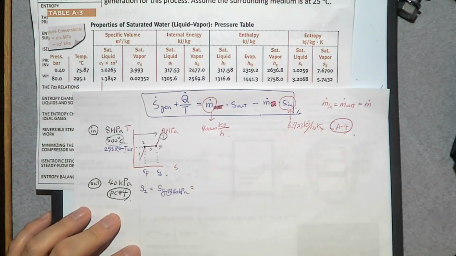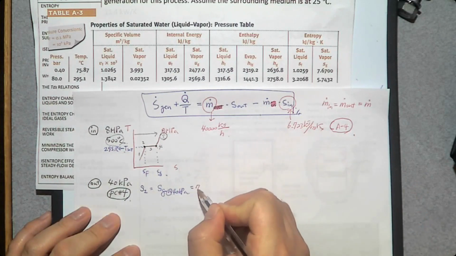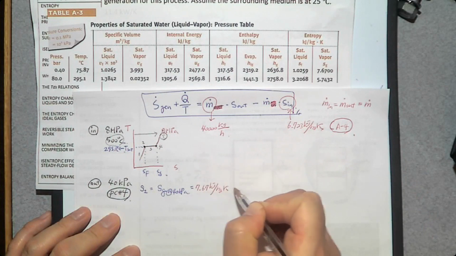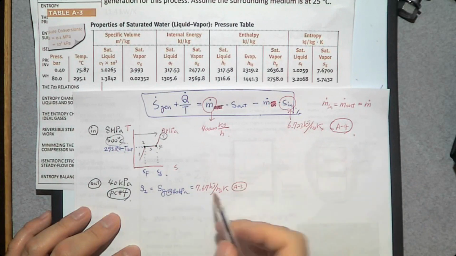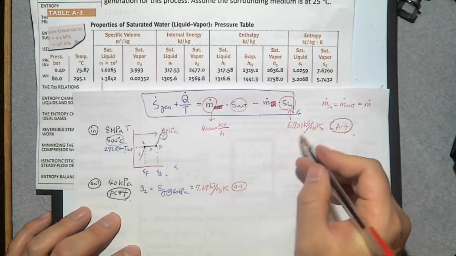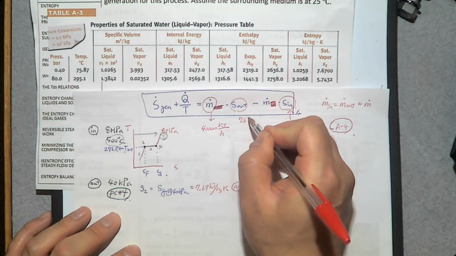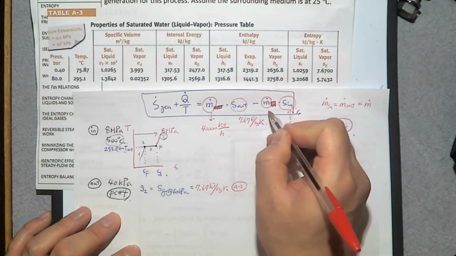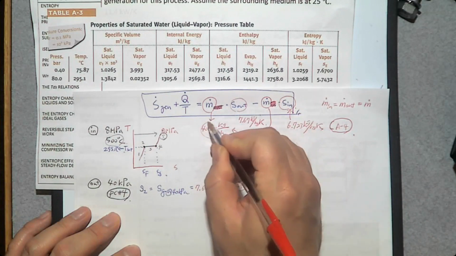So this number is 7.67 kilojoule per kilogram Kelvin. This is from table A3. That goes in here. So S out is 7.67 kilojoule per kilogram Kelvin. This m dot is again this number, right?